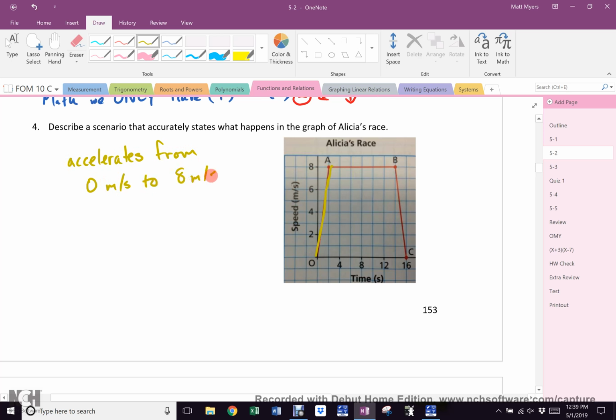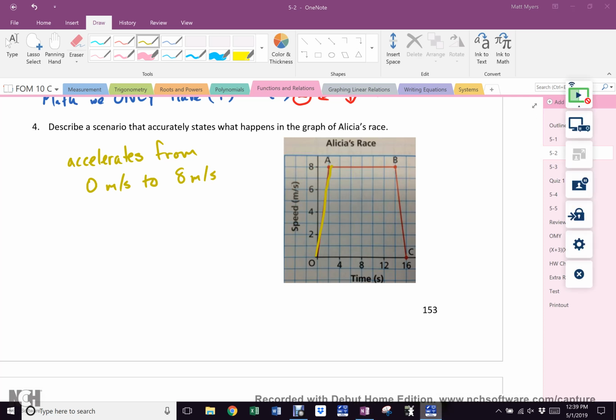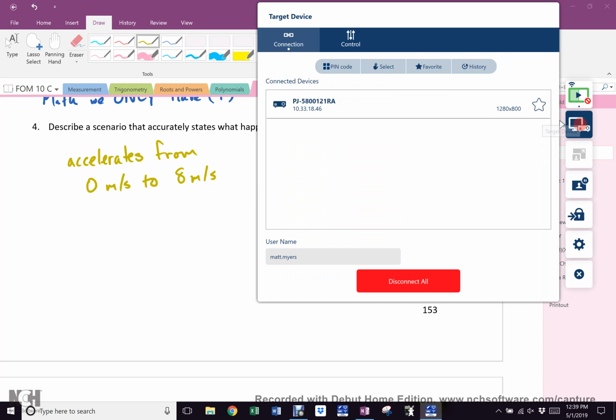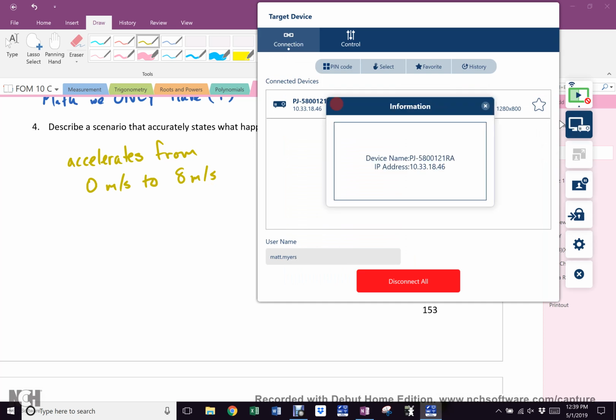8 meters per second. Now, physics teachers will tell you they don't like to use the word accelerate and decelerate. They don't like that word. They like positive acceleration and negative acceleration. And I will leave it to Mr. Morrison and your physics teachers.